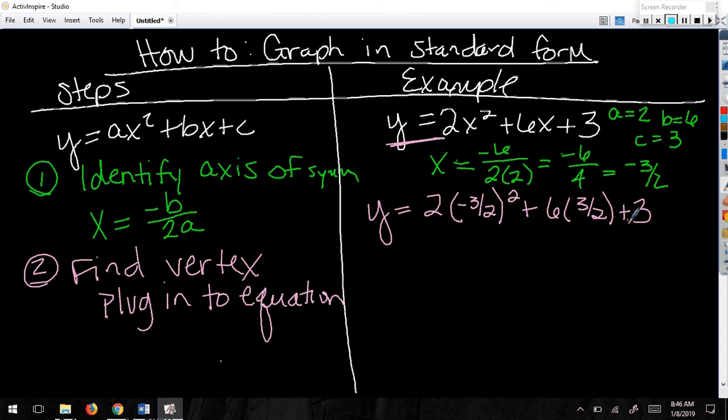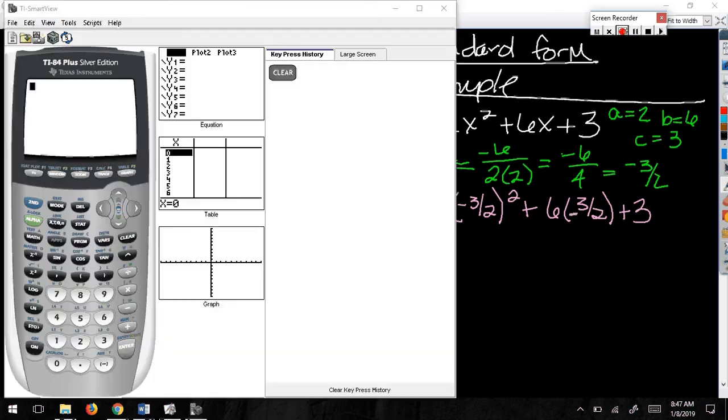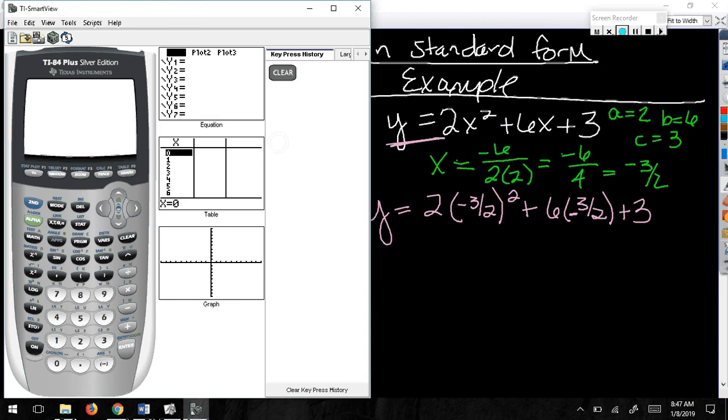Now, because I have this fancy calculator, I'm going to use it. Just in case you don't know how to input things on your calculator, I'm going to show you. Fractions always go in parentheses. Even if you have a scientific one, this will work. I'm going to do it all at one time. Negative 3 over 2 squared.